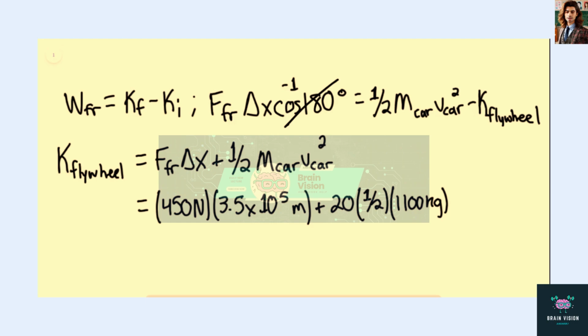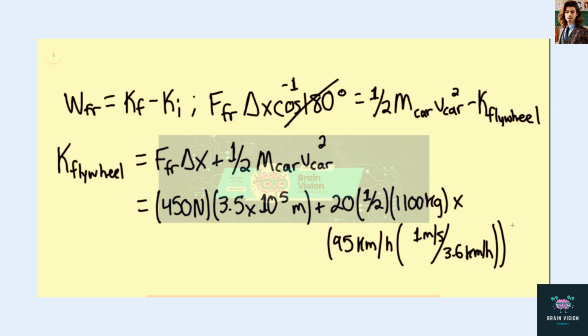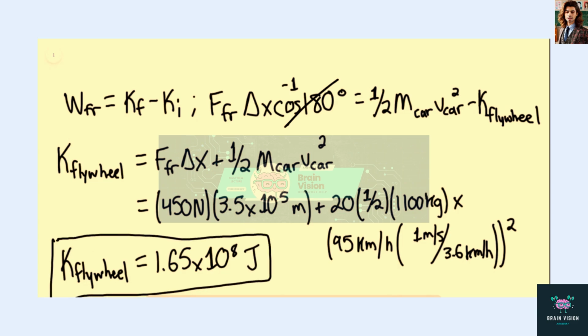Again, 95 kilometers per hour multiplied by 1 meter per second for every 3.6 kilometers per hour, quantity squared. And we find that the kinetic energy of the flywheel is equal to 1.65 times 10 to the 8th joules. This would be our answer for part A for the kinetic energy of the flywheel.